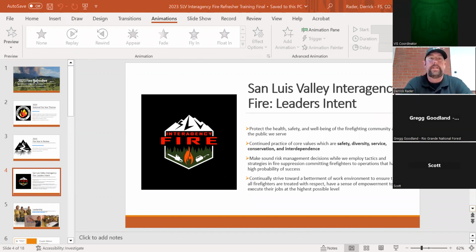So there are some slides from our RT-130, which is our fire line refresher that we teach multiple times a year to ensure that people have red cards and are current and are ready to fight fire. And so the second bullet there is continued practice.